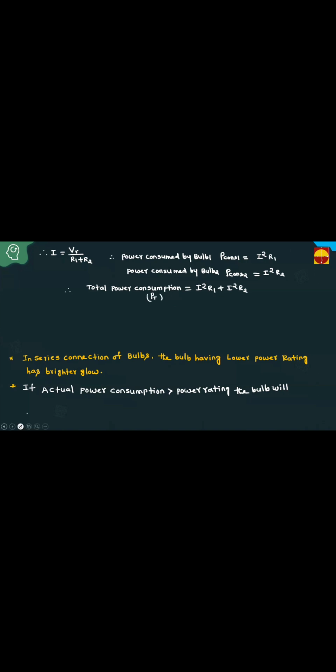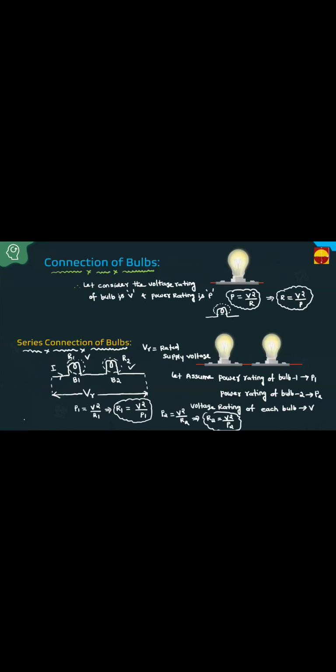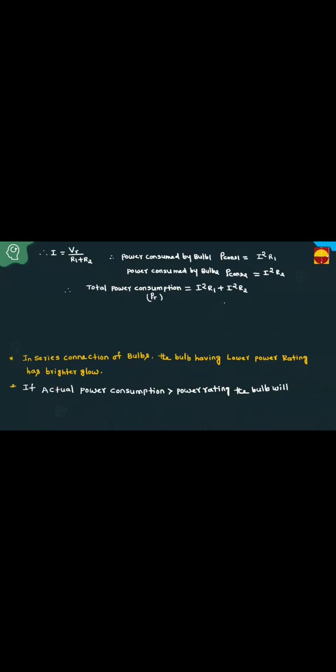But don't confuse here. Power rating is different, power consumption is different. P1, P2 are the ratings of the bulbs. Once connected, because of the resistance of each bulb, it consumes some power. I square into R1 is the power consumed by bulb 1, and I square into R2 is the power consumed by bulb 2. Then what is the observation here, friends?